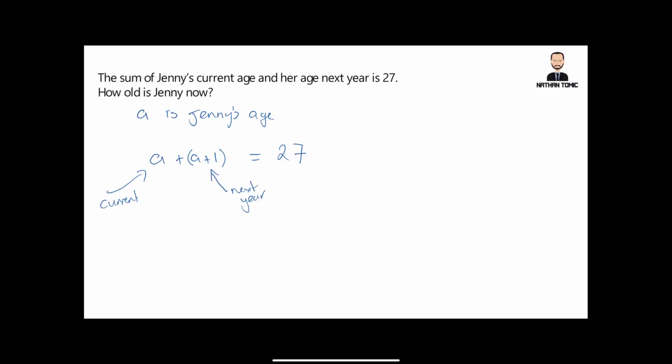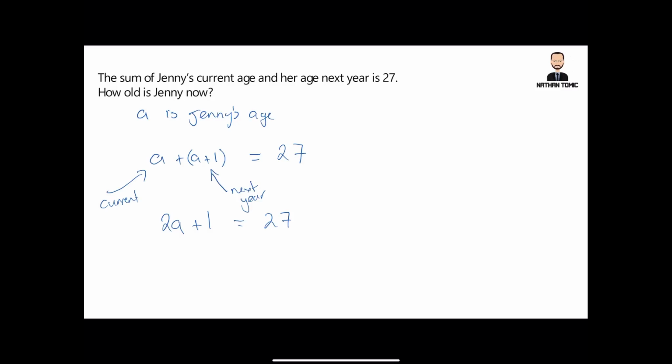So we can look at that equation, and we can now solve that algebraically. Before we solve it, we're going to simplify a little bit. Remember, if you've got A plus A, that's the same as saying 2A. And of course, we've still got our plus 1 as well. And that's still equal to 27.